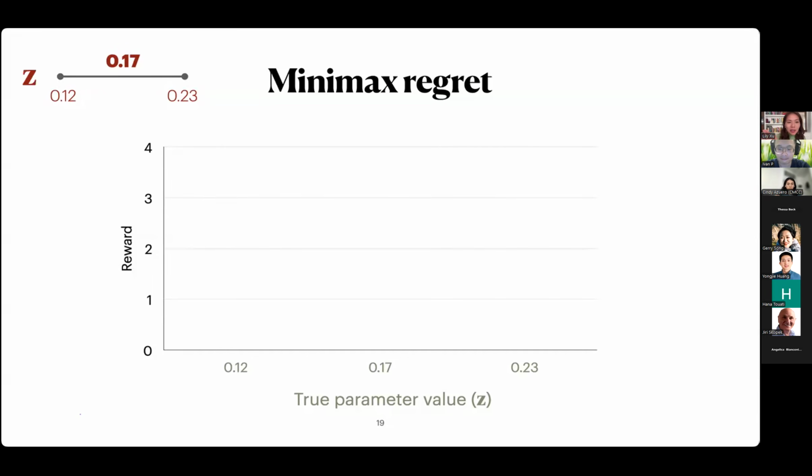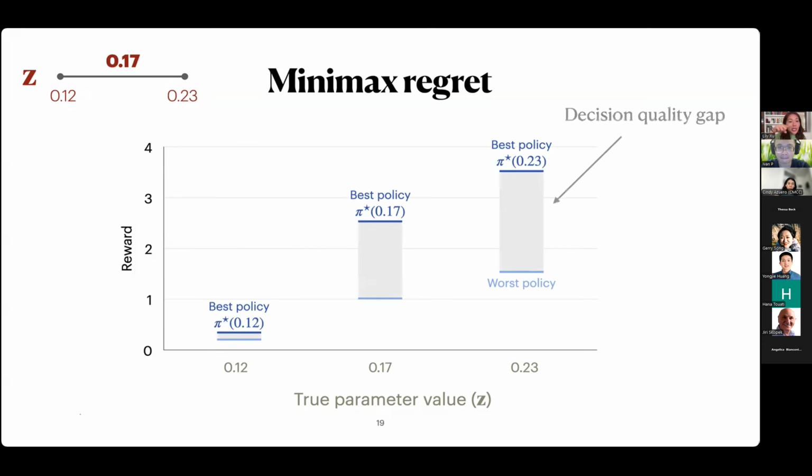So let's now think about a problem setting where we have only one parameter that we're uncertain over. So let's call this z. And z can take on one of three values, so 0.12, 0.17, and 0.23. And for each context, we can evaluate what is the best possible policy that I can take for this problem. And then this gives me some pi star. And then I can also look at what is the worst possible policy that I can take for each context. And then the space in between the best possible policy and the worst possible policy is this gap in decision quality. So this really refers to the space over which we have control.